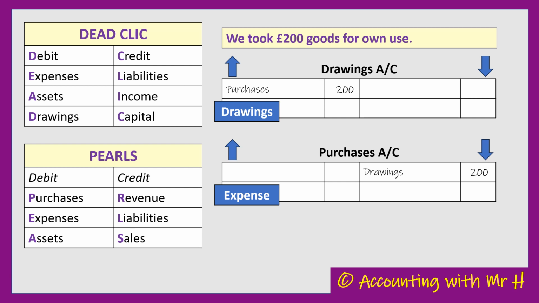Key thing to remember then, whether you are using DEAD CLIC or PEARLS, is that those acronyms, those techniques, tell you what to do to increase the value of an account. So DEAD CLIC, you debit an account, if it's an expense, asset or drawing, to increase the value. And then you can work out the opposite. So to reduce the value of an expense, asset or drawing account, you will need to credit. And the same for all the other things on the credit side of DEAD CLIC. And it's the same logic if you are using PEARLS.